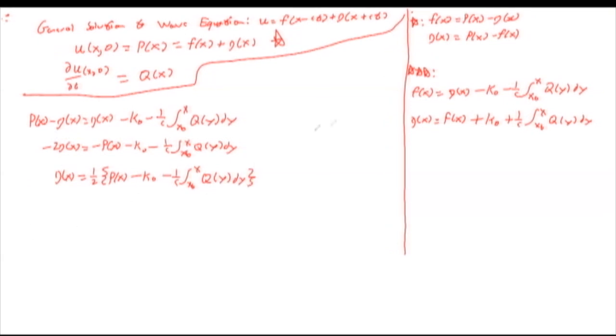And now let's do the same thing by setting the g of x equations equal to each other. We have p of x minus f of x is equal to f of x plus k naught plus the integral of x naught to x of q of y dy, and remember that integral is divided by c. So once again, let's rearrange and solve for f of x.